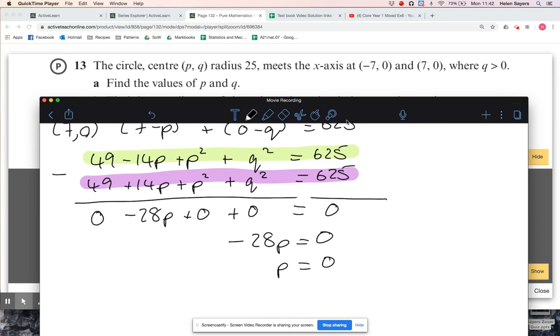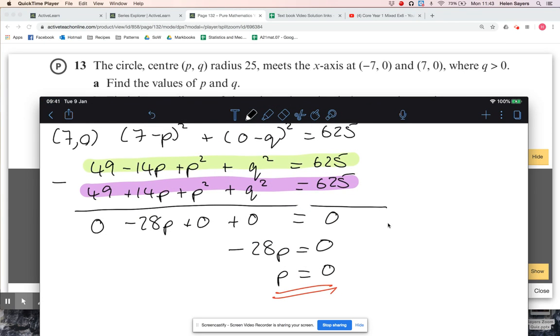Now, that might be a bit off-putting, but I'm actually feeling pretty confident about that because they told me that q was greater than 0, and I think that's because we're going to end up with two possible values for q, but they didn't mention p. I've got a quadratic in p as well, so the fact that they didn't have to tell me whether p was positive or negative is making me feel pretty happy about that answer. There's absolutely no reason why the centre can't be at x is 0, although I know it's a little bit off-putting when you get 0 out.